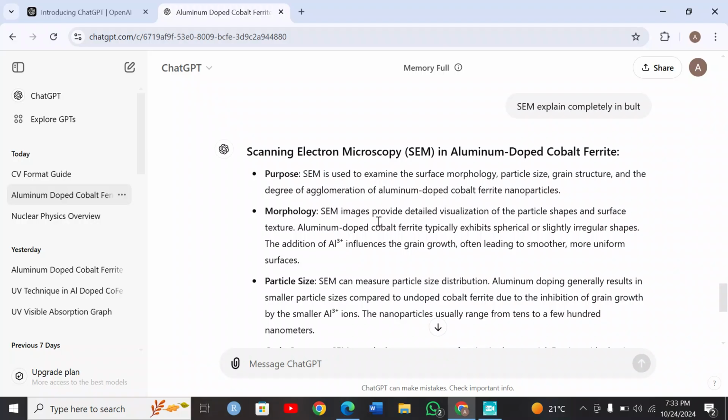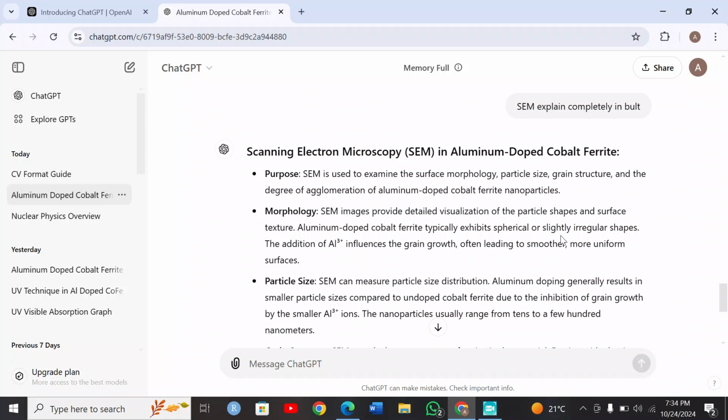Morphology. SEM provides detailed visualization of the particles, shape, and surface. Particle shapes and surface texture. In morphology, SEM provides data about particle shapes and surface textures. Aluminium doped cobalt fluoride typically exhibits a particle shape that is spherical or slightly irregular. The shape of aluminum doped cobalt fluoride particle is spherical or irregular shaped.